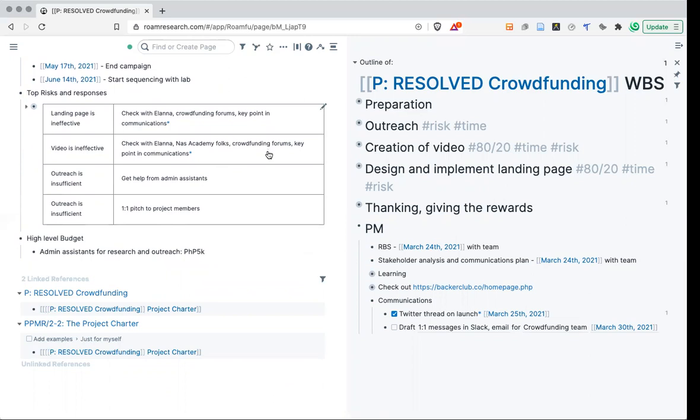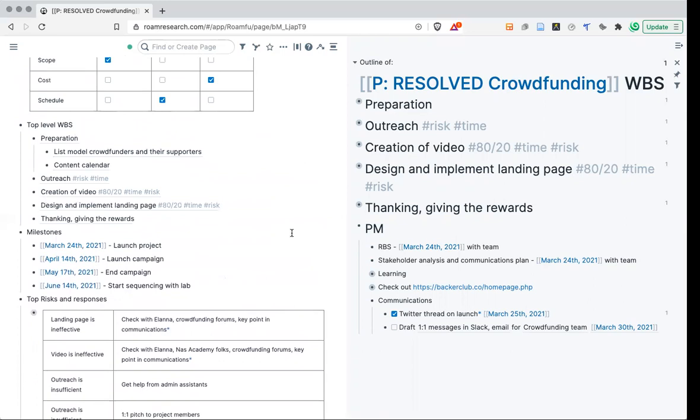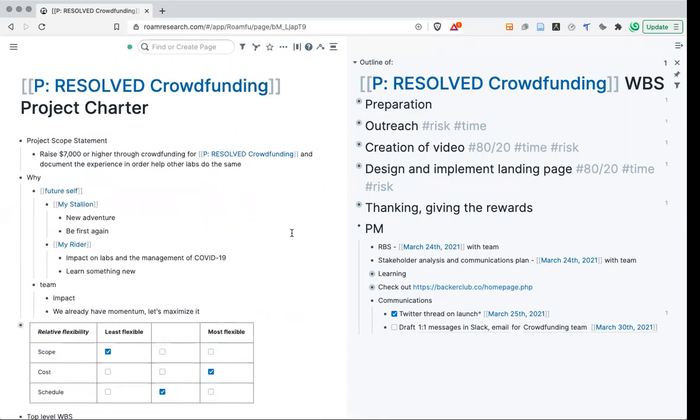But I didn't make a detailed risk breakdown structure yet. So maybe now that is something we could do here.